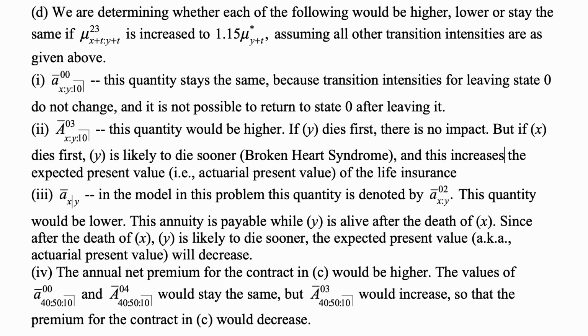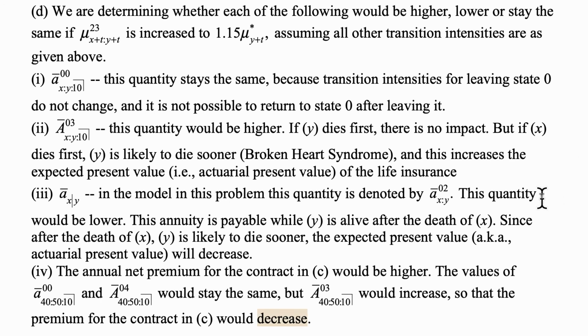will decrease. In part 4, the annual net premium for the contract in C would be higher. The values of A bar 40 colon 50 colon angle 10 00 and big A bar 40 colon 50 colon angle 10 04 would stay the same, but big A bar 40 colon 50 colon angle 10 03 would increase, so that the premium for the contract in C would decrease. I apologize, this is another typo. This is, of course, increase. The cost of benefits would increase, the way the annuity is paid would be the same, so of course the premium would increase. And I say it here, I don't know why I put the wrong word here, but yes, the premium for the contract in C would increase.